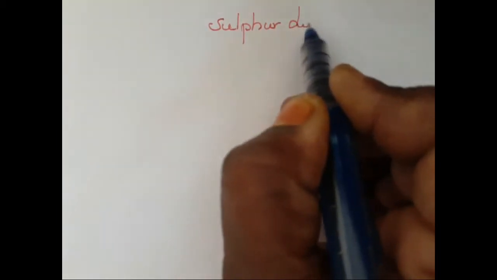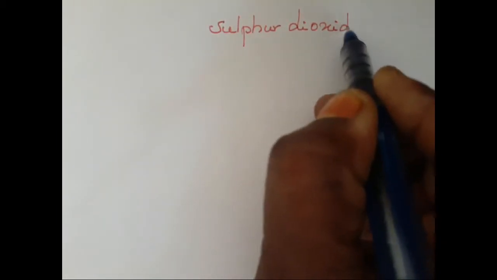Hi children, today we are going to see about sulfur dioxide. What's the formula for sulfur dioxide? You all know, am I right? It is SO2.